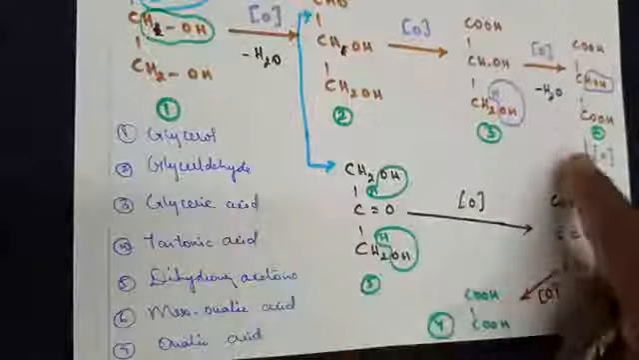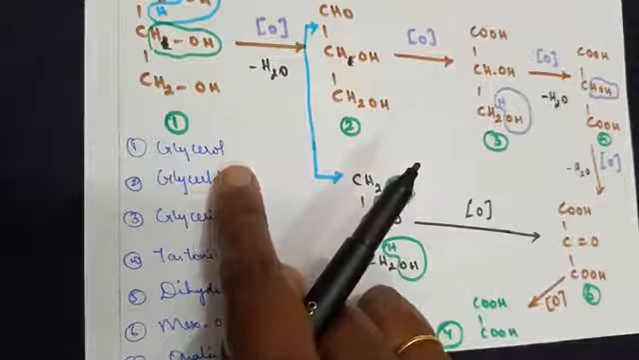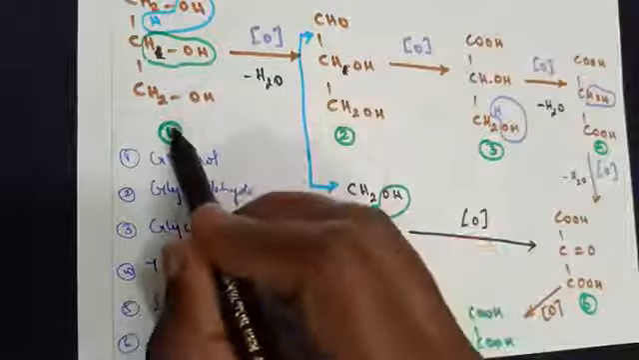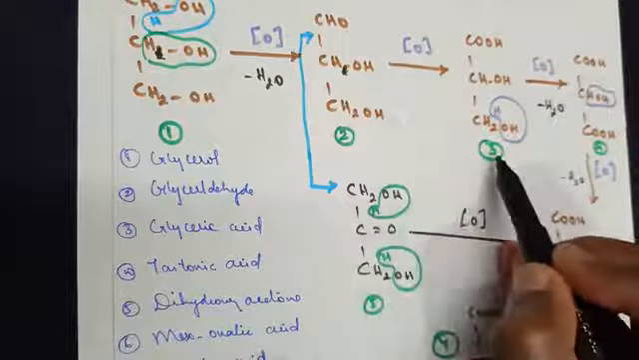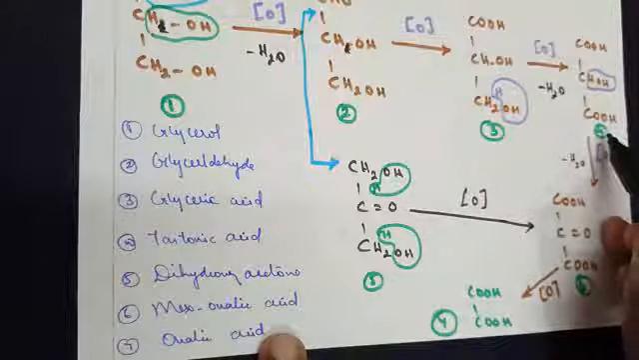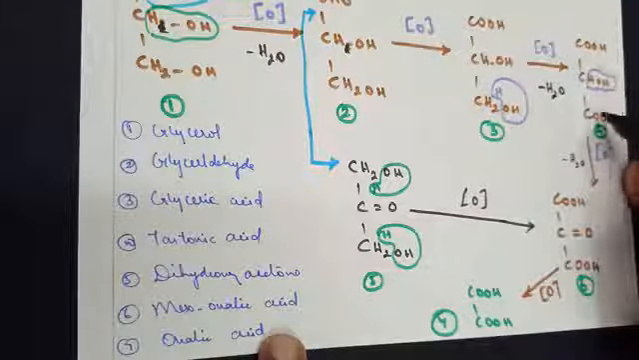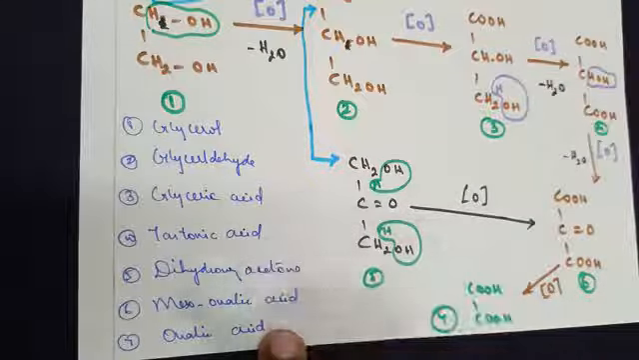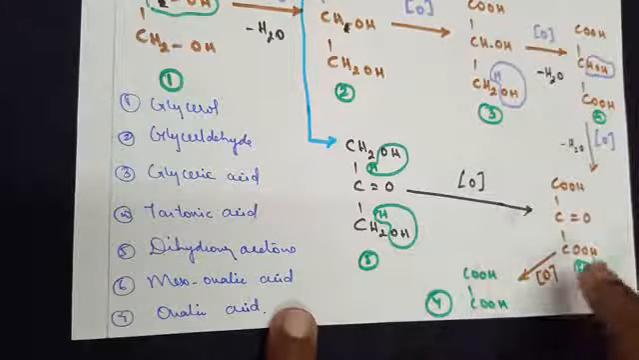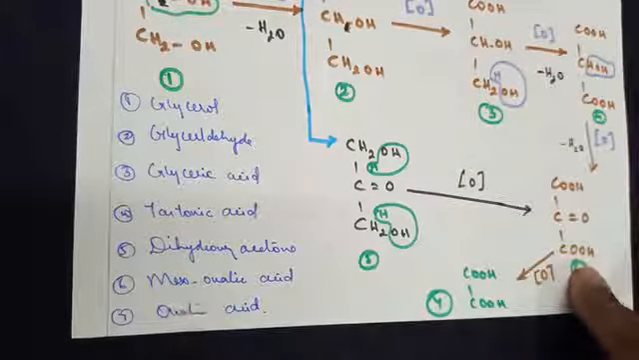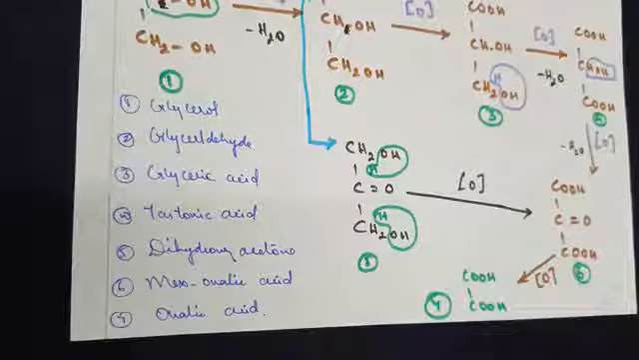Here again, there are 7 types of products. The names are given. The first one is glycerol. The second one, glyceraldehyde. Third one, glyceric acid. The fourth one, that is COOH, CHOH, COOH, is tartronic acid. And the fifth one is dihydroxyacetone. The sixth one is mesoxalic acid. And the seventh one, oxalic acid.